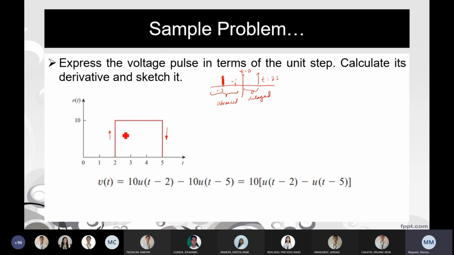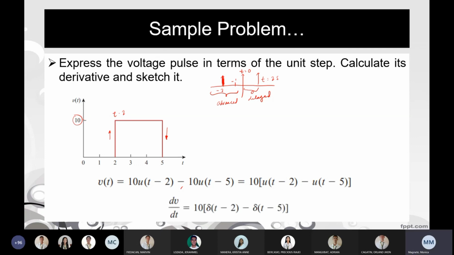Okay. So, yung v of t natin dito, yung magnitude natin is 10. Okay? 10 U of t minus 2. Kasi nasa 2 siya, so delay siya ng 2 seconds. Tapos, pababa siya ng t minus 5. So, kaya may negative dito. Pag finactor lang yung 10, we have 10 times u of t minus 2 minus u of t minus 5.